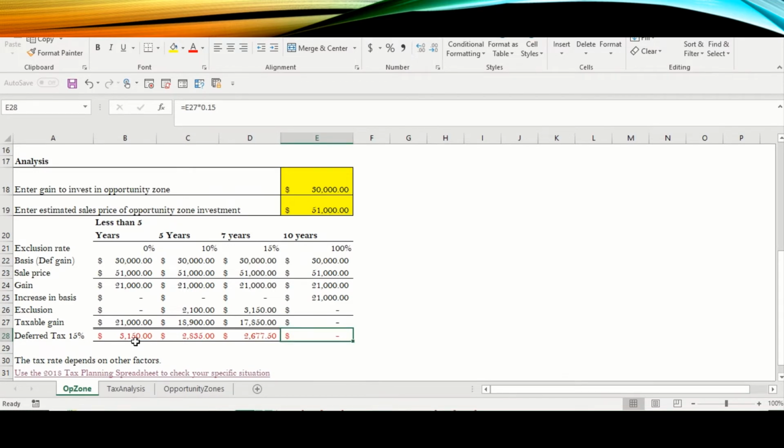I should also note here that even though I said deferred tax 15%, that tax is not going to be paid in the current year. It's going to be paid at the time of sale. Which means if this investor holds this investment for 4 years, they get to pay this $3,150 4 years later and not in the current tax year. So in the current tax year, they're actually paying 0. The same thing for 5 years and 7 years. That deferred tax is only paid when the investment is sold and not in the current year.